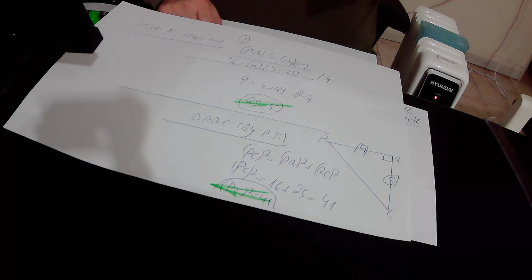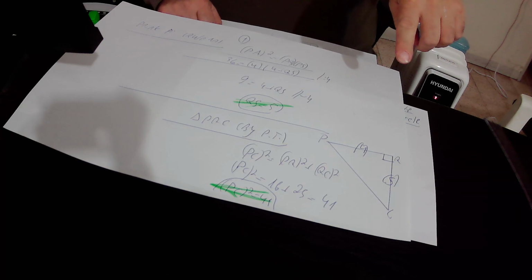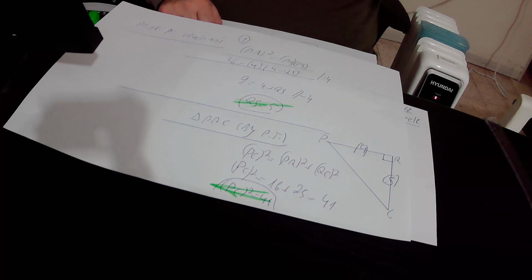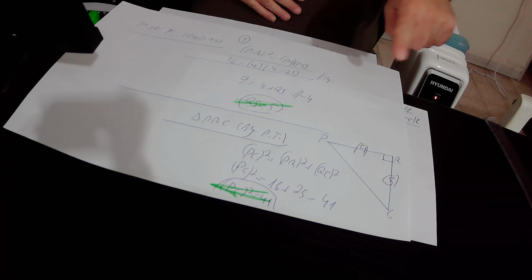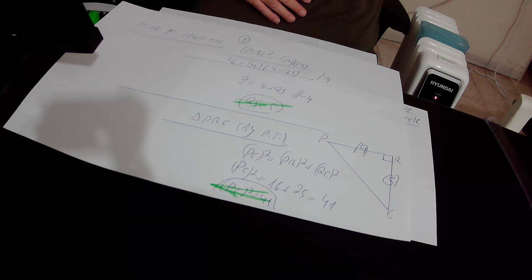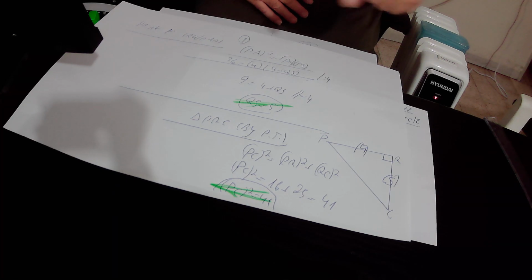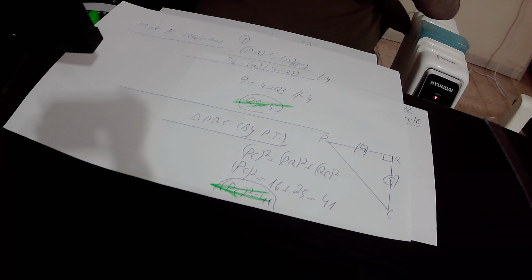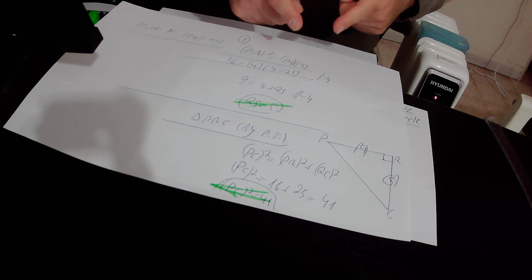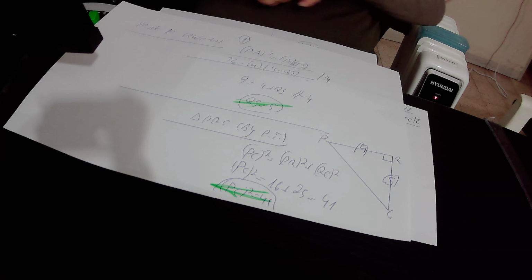PQ equals 4 units according to what is given in the question. We just found out that QC equals 5. By PT, the version for Pythagoras theorem, in this right triangle PQC we get that PC squared equals PQ squared plus QC squared. PQ is 4, so PQ squared is 16, plus QC squared, where QC is 5, so QC squared is 25. So PC squared equals 16 plus 25, that is 41. So PC squared equals 41 units.